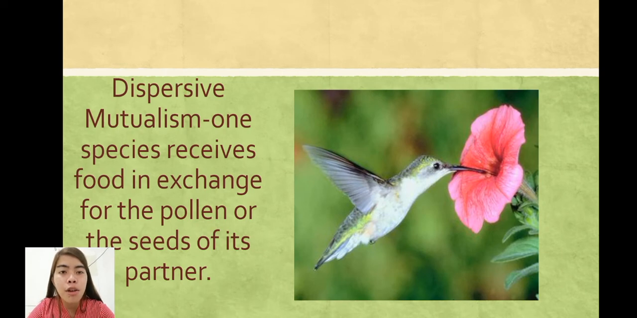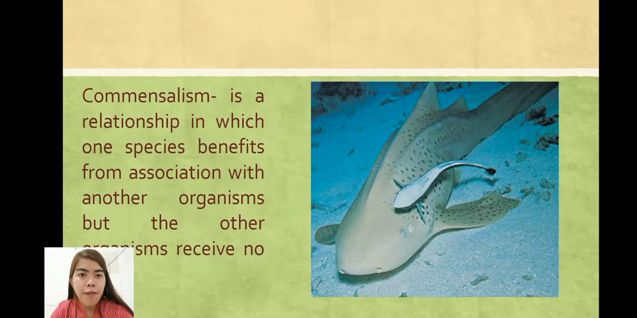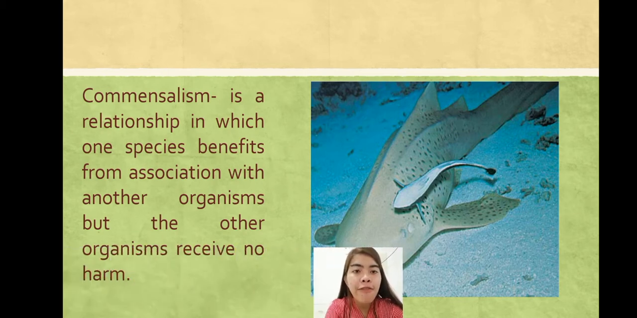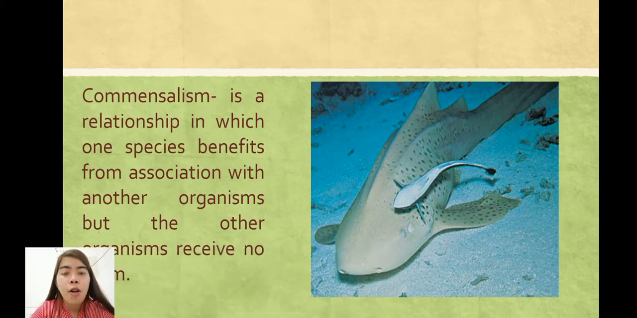Okay, let's proceed to another. Another type of ecological relationship is we have commensalism. When we say commensalism, it is a relationship in which one species benefits from association with another organism, but the other organism receives no harm. Okay, so from this type of ecological relationship, yung isang organism daw naka-benefit. Pero yung isang organism, yung other organism, hindi siya na-harm. Walang nangyari sa kanya. Okay, that is commensalism.